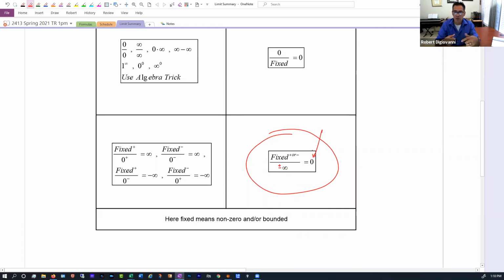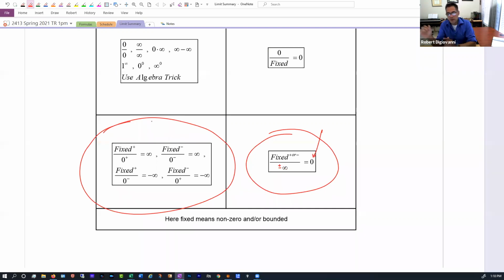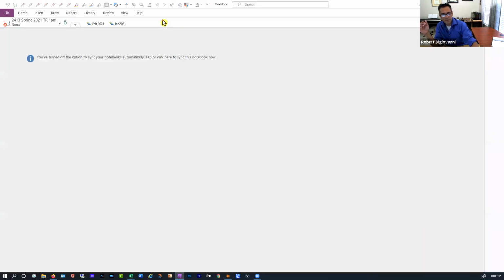Do y'all see there's no algebra to be done here? You don't have to do algebra. You don't have to do a trick. You don't even have to do what we did last class. Remember last class, what we had to do was draw a number line, come in from whichever side, and then start analyzing what's happening. We don't have to do that here. All we have to do is recognize the pattern, fixed over infinity. Goes to 0, we're done. Okay? Any questions? Let's do another one.